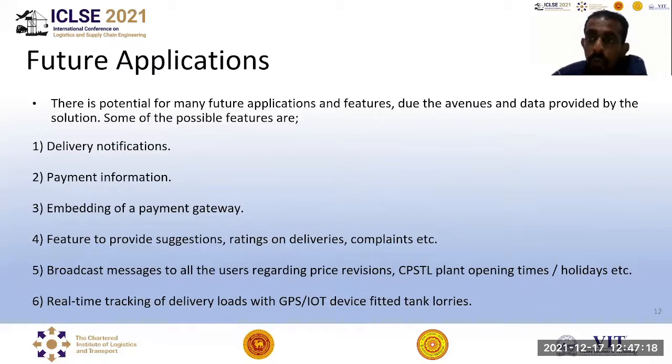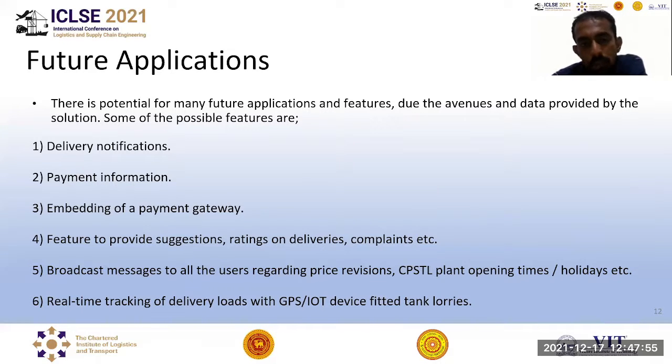So as I've spoken, there are quite a lot of future applications that have the potential. Say we can impart delivery notifications to the dealers, like whether your tank lorry has left the CPSTL terminals and is on its way. Maybe we can give a live track of the tank lorry, where it is right now. Maybe the payment information. Maybe we can embed the payment gateway, as I told earlier, so that we can make the payment in the mobile application as well.